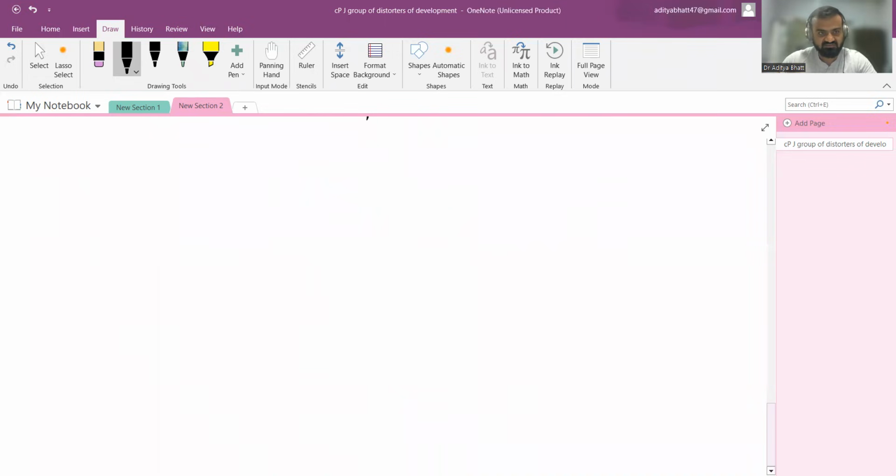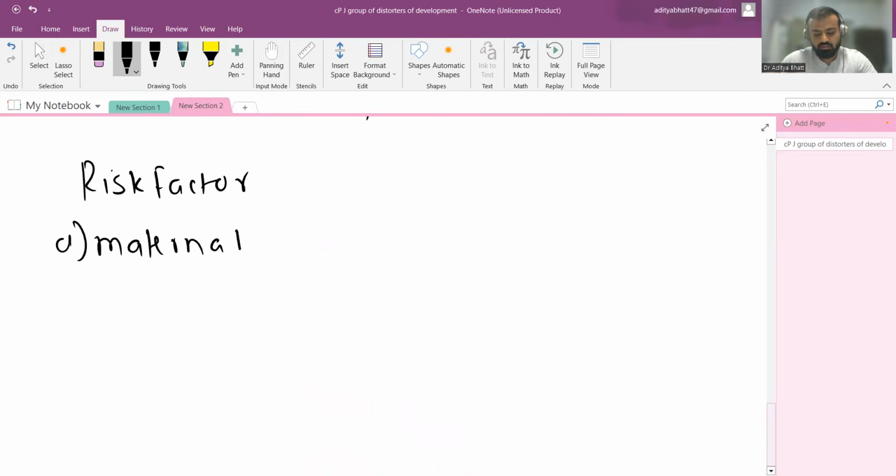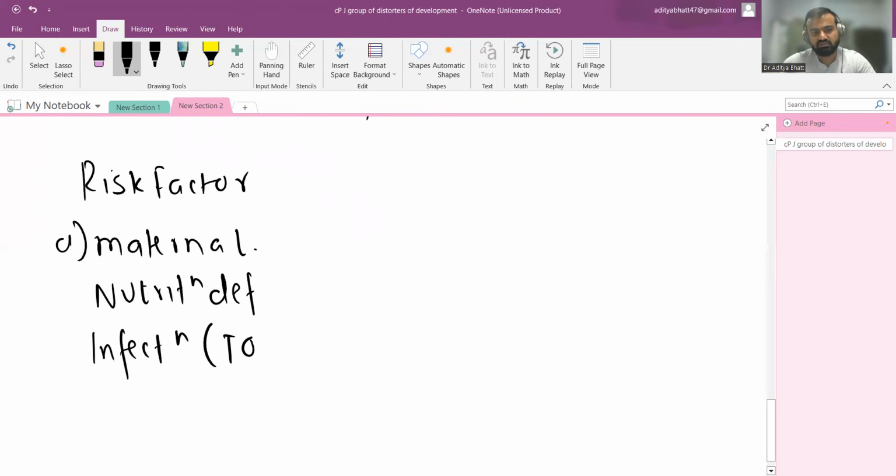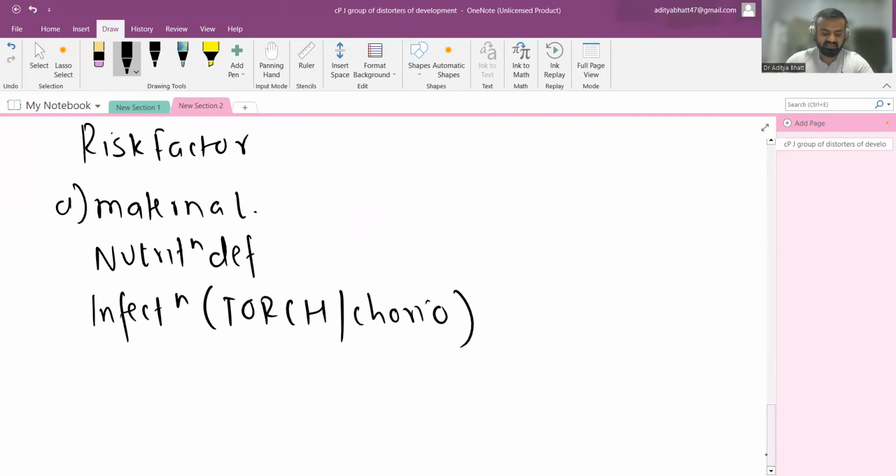After this, what are the risk factors? You all know the risk factors, yet we will jot them down for your convenience. They can be divided into maternal, perinatal, and postnatal insult. So what is the maternal insult? Nutritional deficiency is the most common, like folic acid deficiency, iodine deficiency, hypothyroidism, iron deficiency. Then infections, which include TORCH and chorioamnionitis. So infection is the second cause.